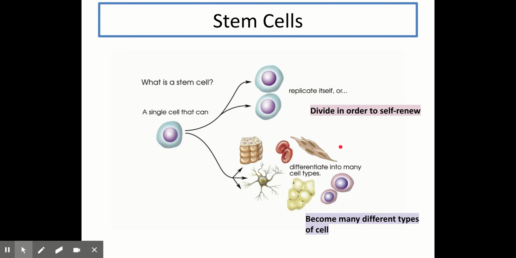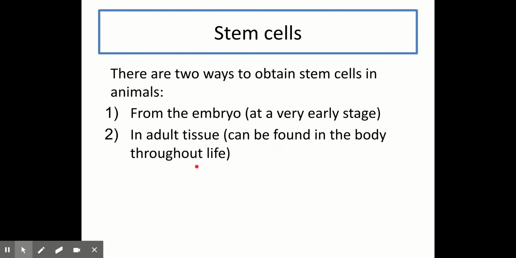This diagram just summarises what we've learned about stem cells so far. So stem cells are unspecialised cells in animals which can either divide to self-renew, so make more unspecialised cells, which you can see here, more stem cells, or they have the potential to become different types of cells. And their main function is that they're involved in growth and repair.